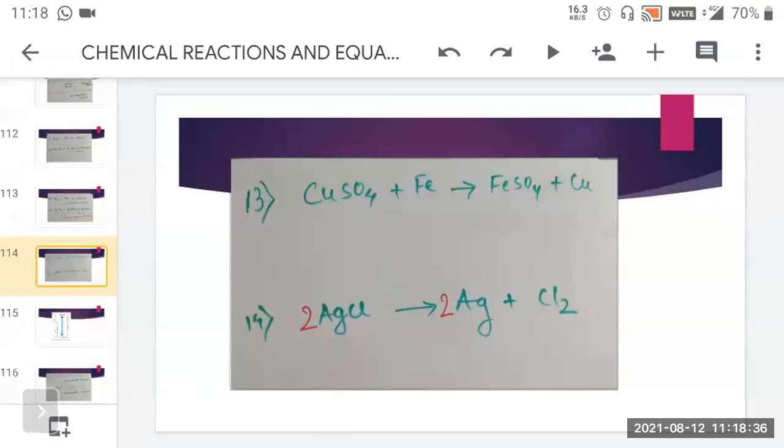Then comes AgCl gives you Ag plus Cl. Now first is the combination reaction, where two elements combine. Okay, two elements combine to form one.